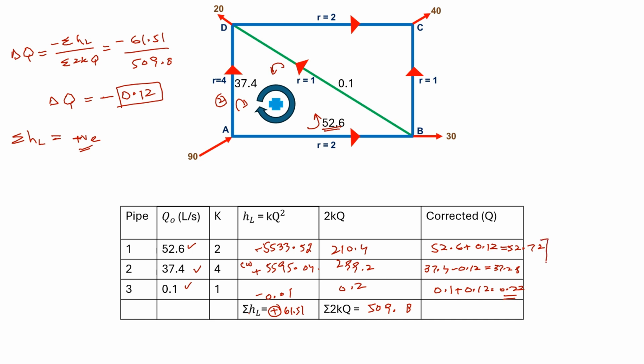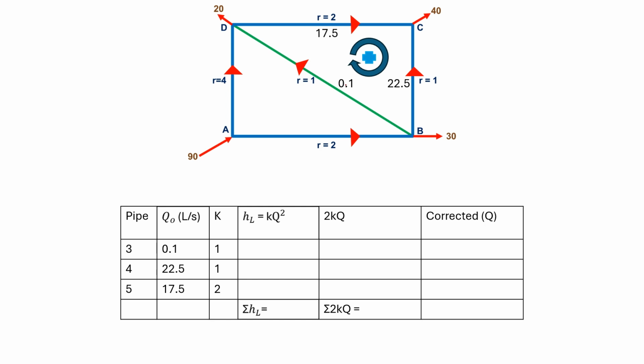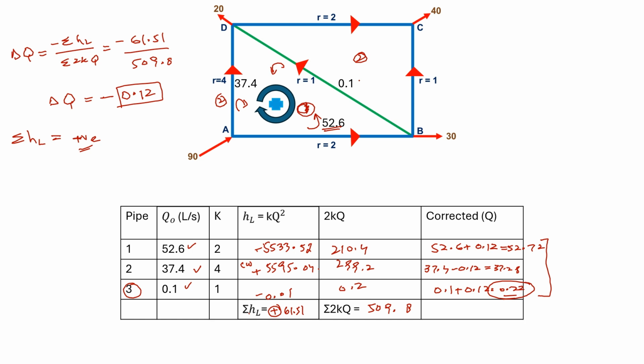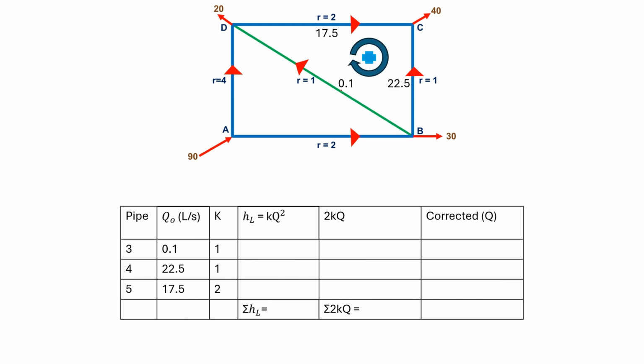So we have got the new discharges for loop 1, but keep an eye on this value because this is a shared pipe. This pipe 3 is a shared pipe between the two loops. It is connected with the first loop and also with the second loop. So moving towards the second loop, I have written the discharge. For each trial, you have to write the discharge as we got from the last trial. 0.1 with the shared pipe, and this pipe 3 is also available in loop 2. So we have written the discharges after trial 1: 0.1, 22.5, and 17.5.